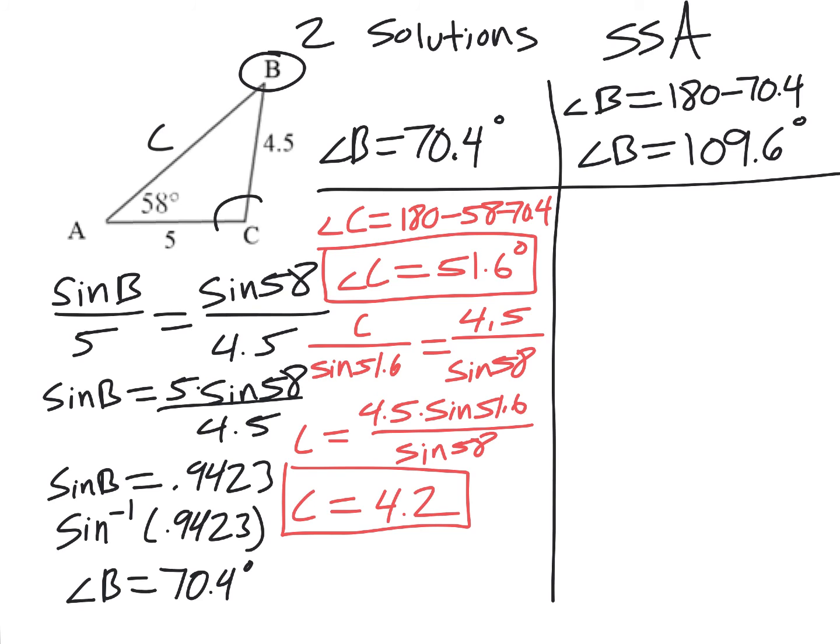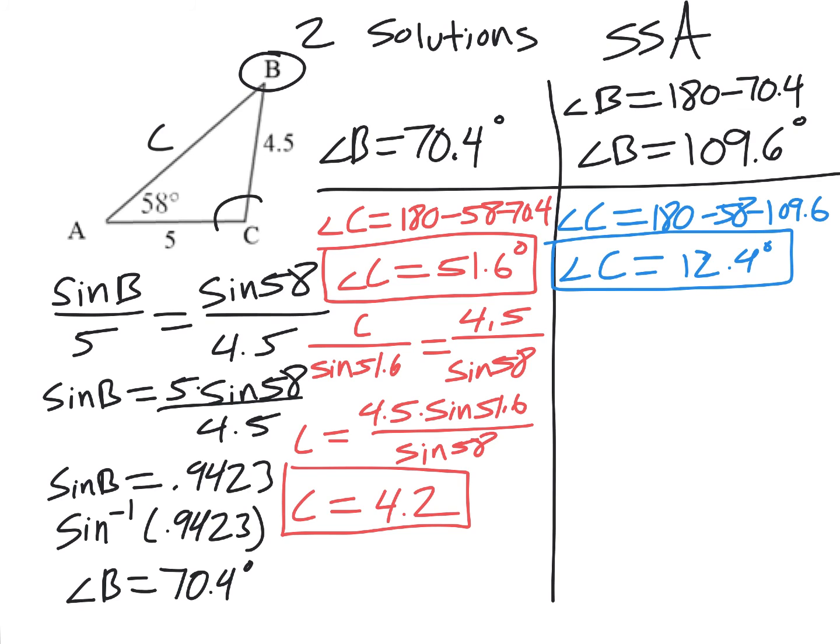Well, we do the exact same thing. Basically all that changes is in this calculation, everywhere you see 70.4, it gets replaced with 109.6. And it has a little bit of a domino effect. This is where we called off the last one because we saw that the next angle wasn't possible. We got negative 20.6. Here that doesn't happen. If B was 109.6, C would be 12.4. That conceivably could work. Now let's go get side C.